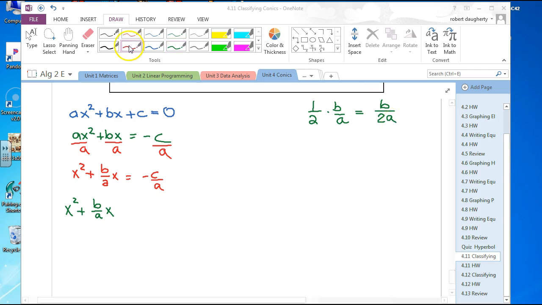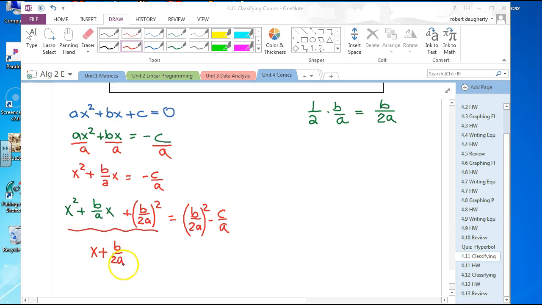So what I'm going to do here, I'm going to add b over 2a squared, okay? If I add that to the left, what will I do to the right? Same thing, right? So, what is this on the left? Come on, guys. Completing the square. We added this very number because it does something very specific now. This is x plus b over 2a squared, right? That's the left side.